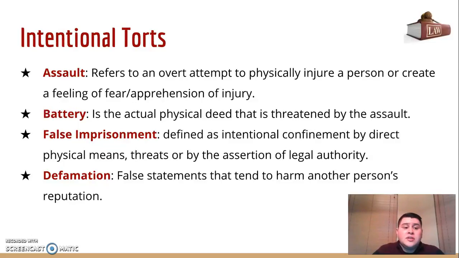There's actually an assault. From the reading, I learned that a lot of times those two can get really confused because they're very similar. The way I understood it is that assault is more like a threat, and battery is more like the actual physical contact. As for false imprisonment, that is defined as intentional confinement by direct physical means, threats, or by assertion of legal authority. And then defamation, basically false statements that could tend to harm another person's reputation.